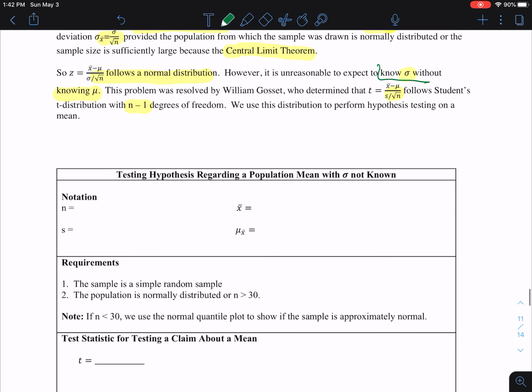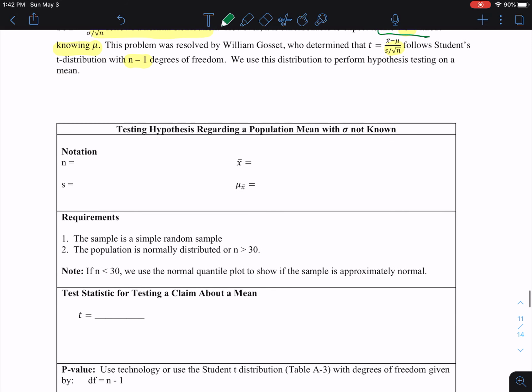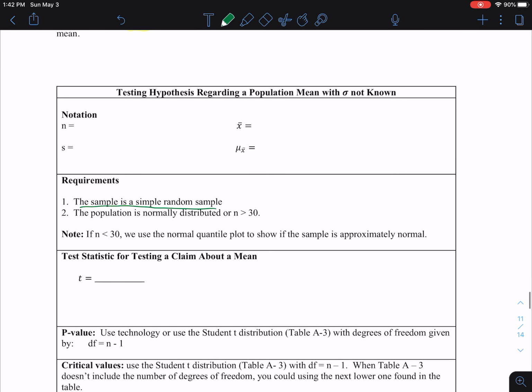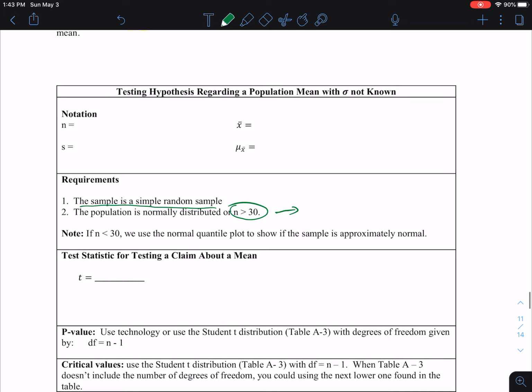So there are several requirements when we do this. We're not going to focus too much on the requirements, but usually in this class or in this textbook, any sample drawn is usually given as a simple random sample, and we're going to assume that the population is normally distributed. If not, we want to check if the sample size is greater than 30. From the central limit theorem, if the sample size is greater than 30 or large enough, this implies that the distribution of x bar with that sample size is approximately normal.